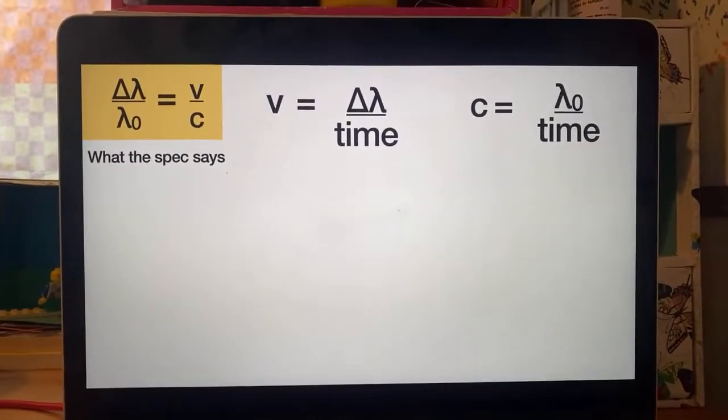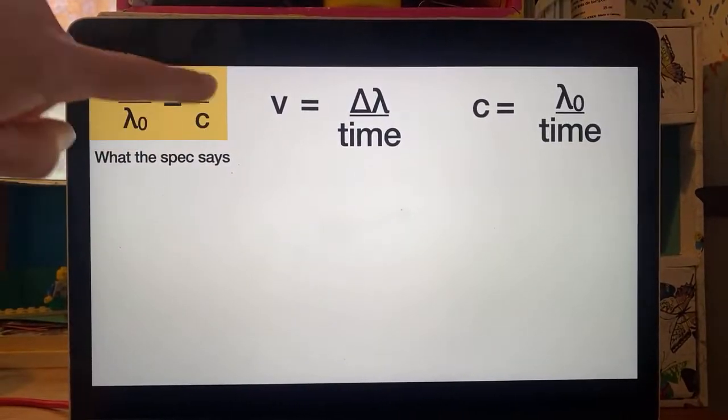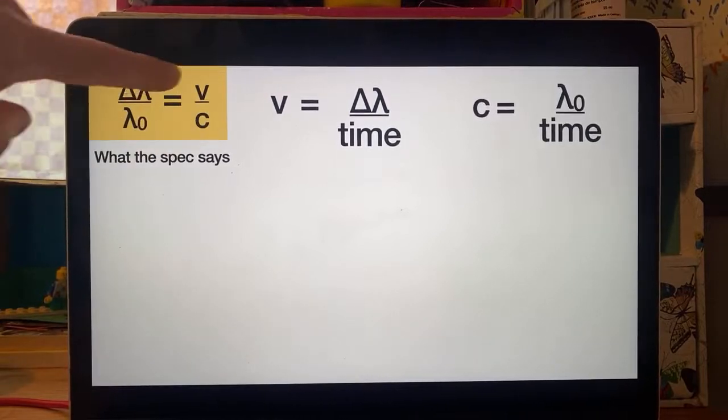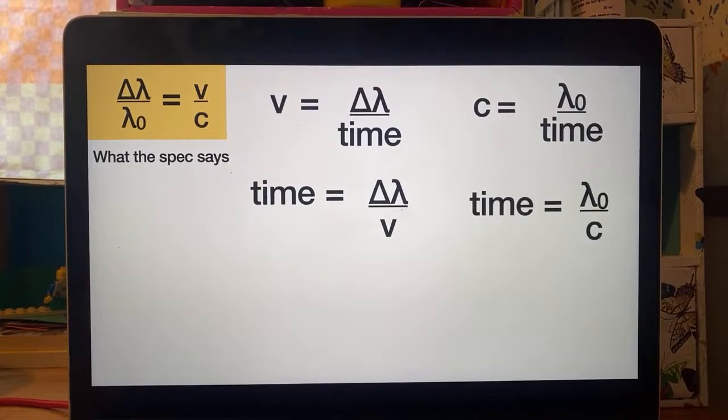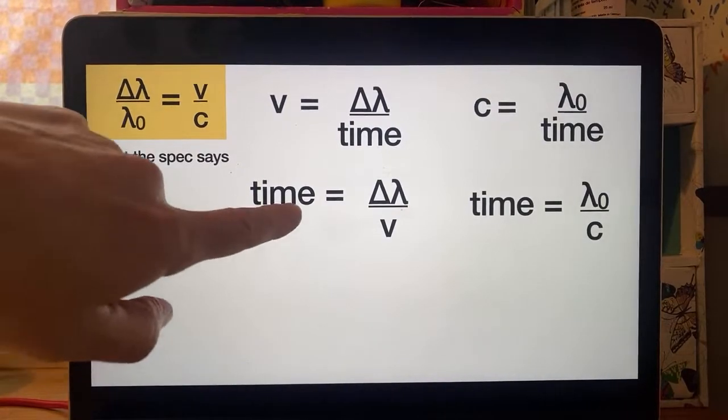I'll put up here what the specification says. So this is the equation that we're trying to make sense of. We've got two equations: v equals delta lambda, the changing wavelength, divided by time, and the speed of light equals the original wavelength divided by time. We've got time twice. So let's rearrange them so they both say time equals.